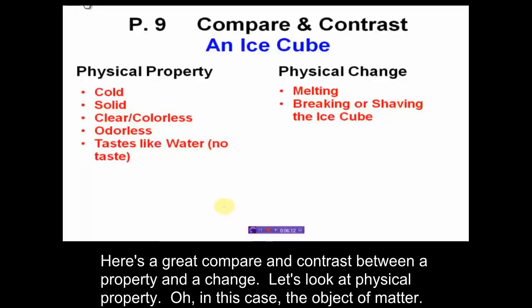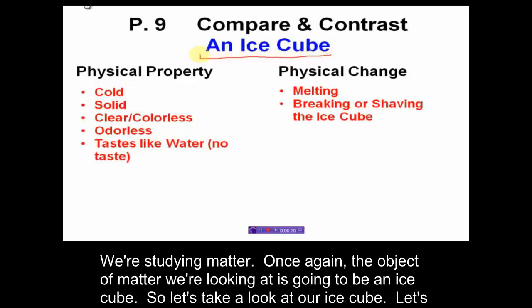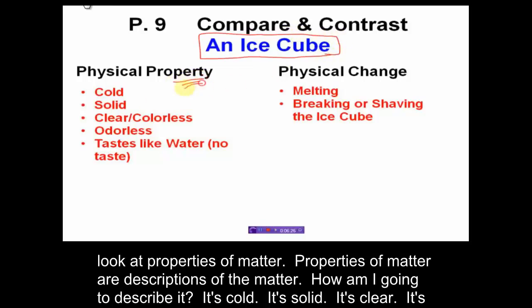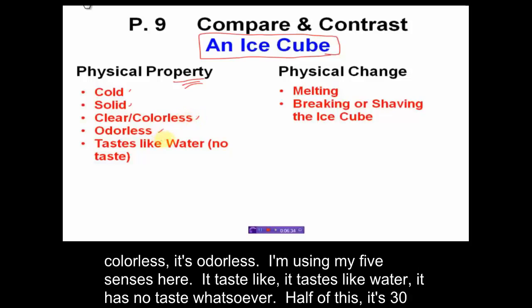Okay, here's a great compare and contrast between a property and a change. Let's look at a physical property. We're studying matter. Once again, the object of matter we're looking at is going to be an ice cube. Properties of matter are descriptions of matter. How am I going to describe it? It's cold. It's solid. It's clear. It's colorless. It's odorless. I'm using my five senses. It tastes like water. No taste whatsoever.